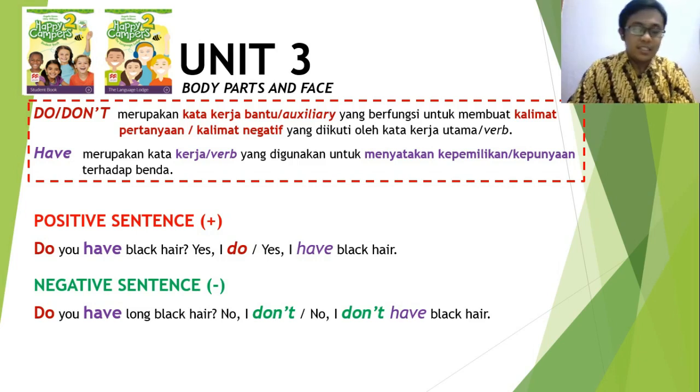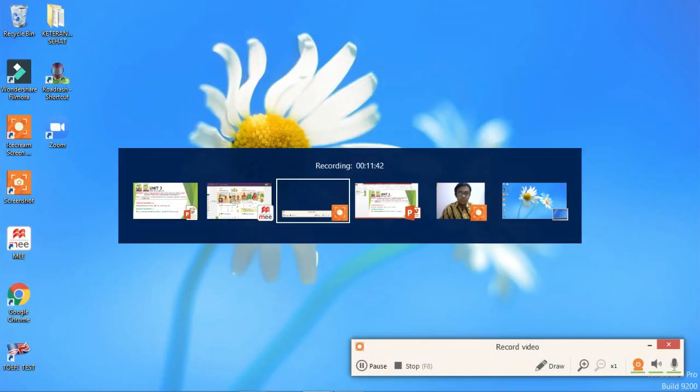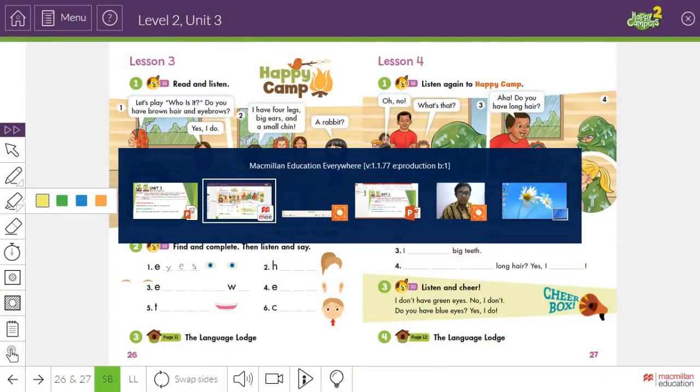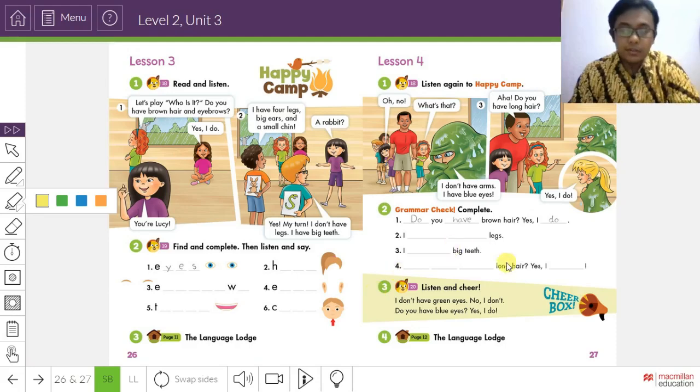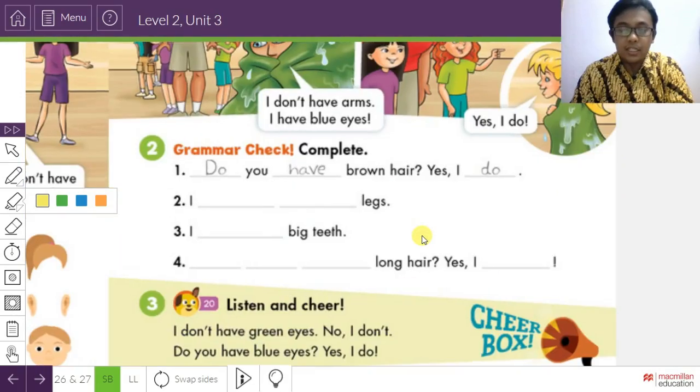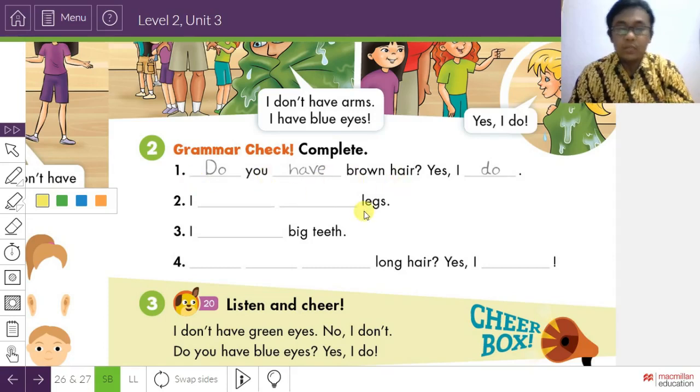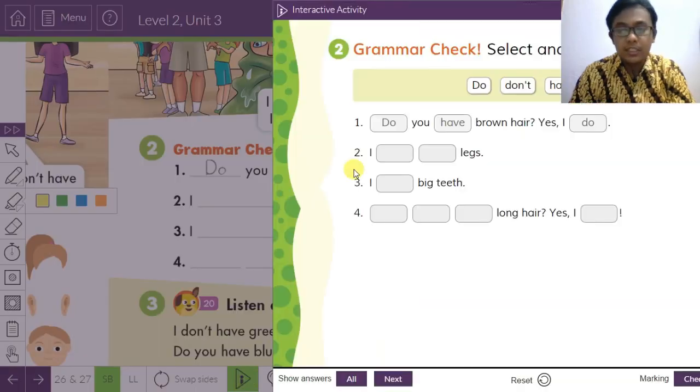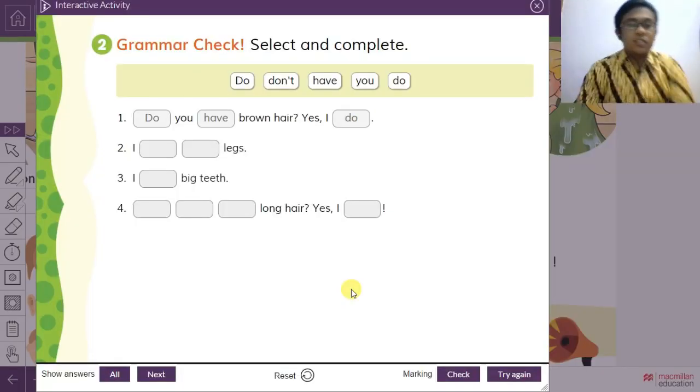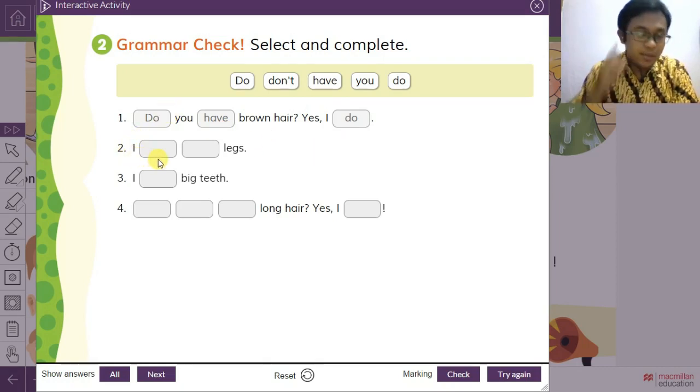Okay? So let's go back again to Happy Campers. Yeah, okay, so let's see this one. Number 1 is easy, sudah dijawab ya. Number 2, kira-kira apa nih jawabannya? Let's see, ada di sini. Number 2, nah, kira-kira apa ini isinya ya?